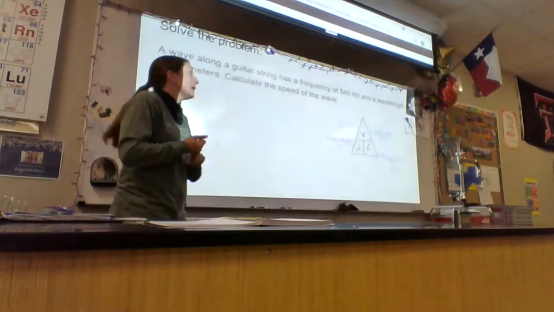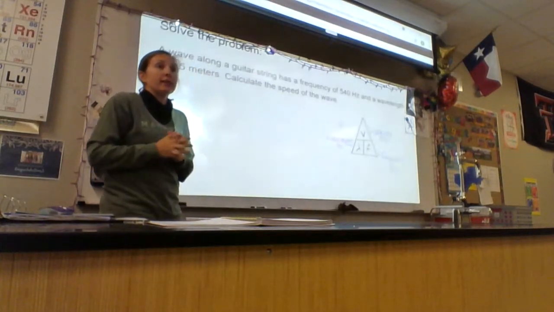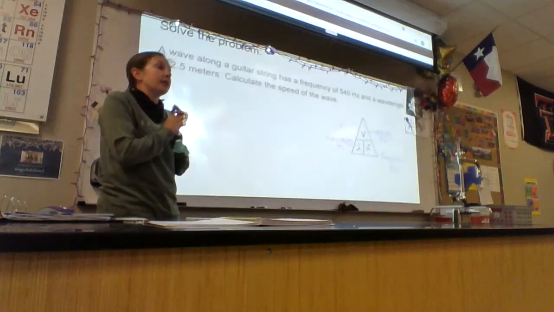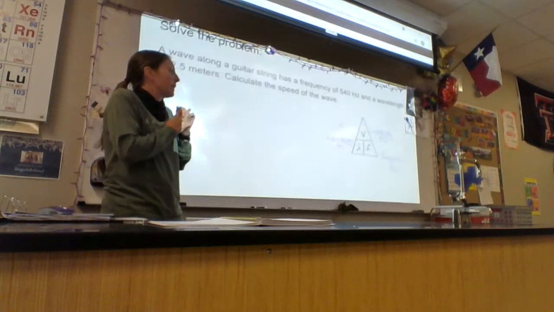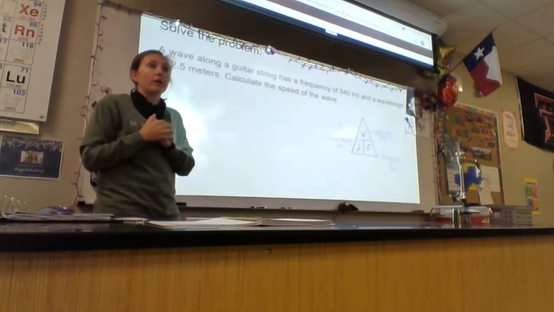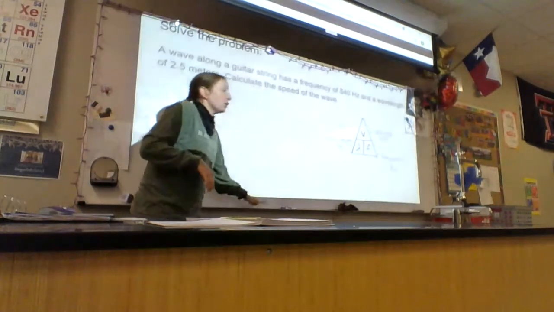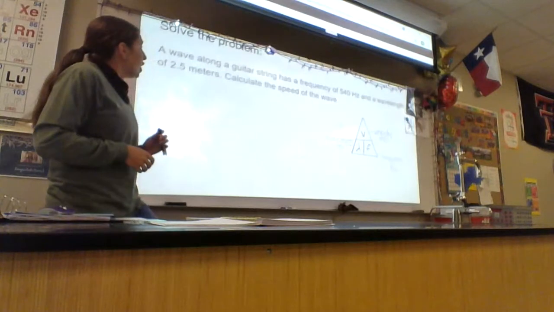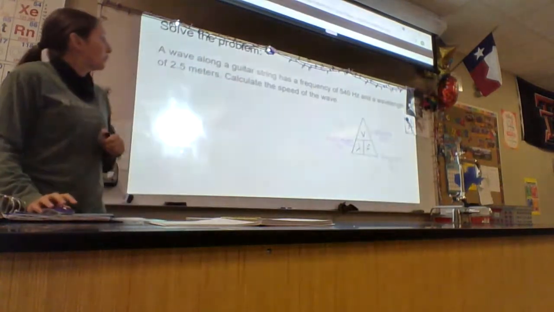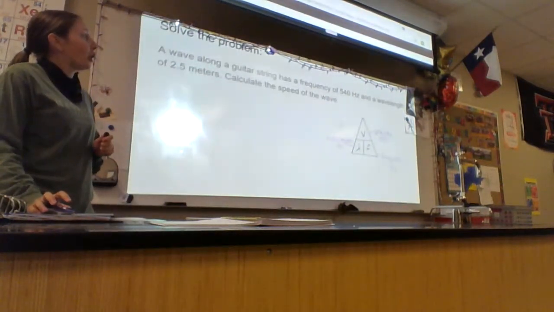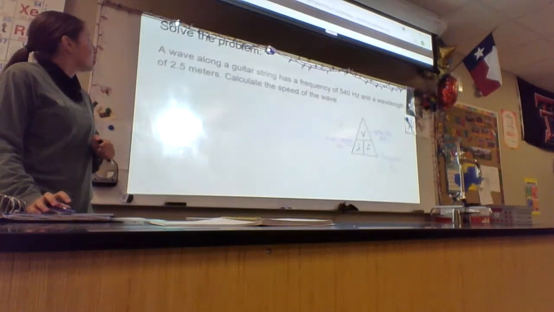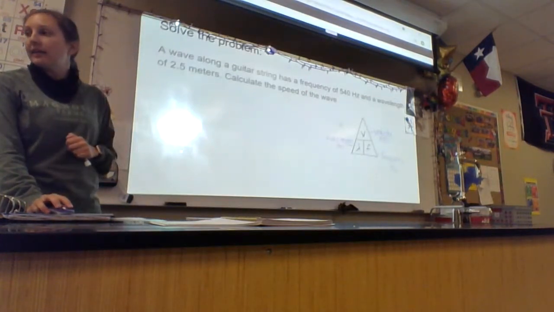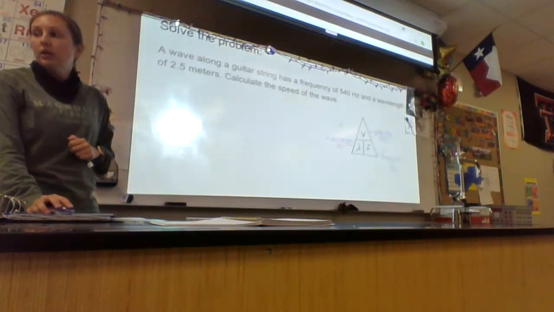If you can get that down, you're going to be in good shape, because I think all of us know how to use the triangle, right? Sometimes we just get confused on what goes where. All right, so let's start answering these questions. A wave along a guitar string has a frequency of 540 hertz and a wavelength of 2.5 meters. Calculate the speed of the wave.